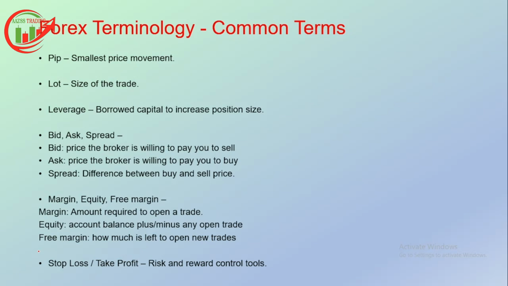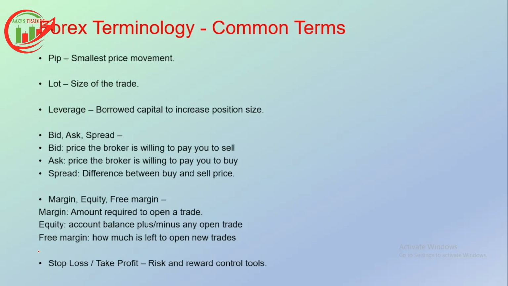For example, say I have $100 in my account, and I have a trade open on Euro USD with $20 profit. My equity will show $120, so it includes my account balance and the profit or loss. My account balance plus or minus the open trade. If I have a $20 loss, my equity will show $80. As we move on, when you open a demo account, you will understand that very well.